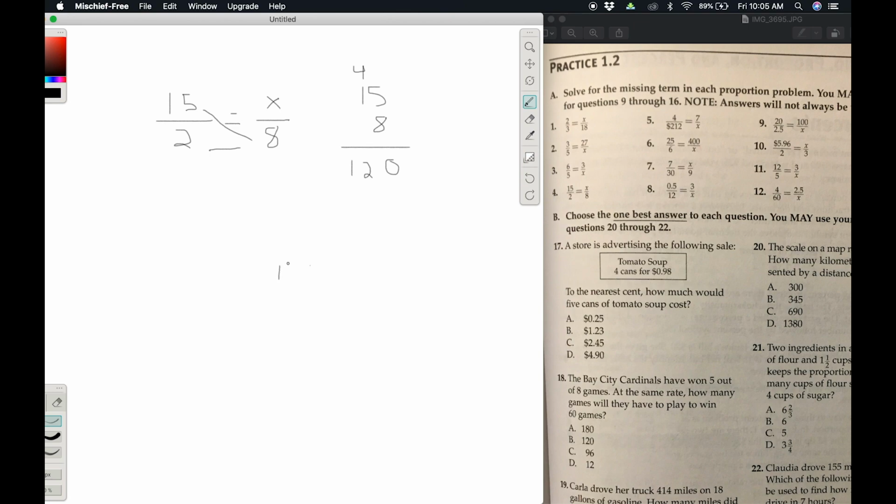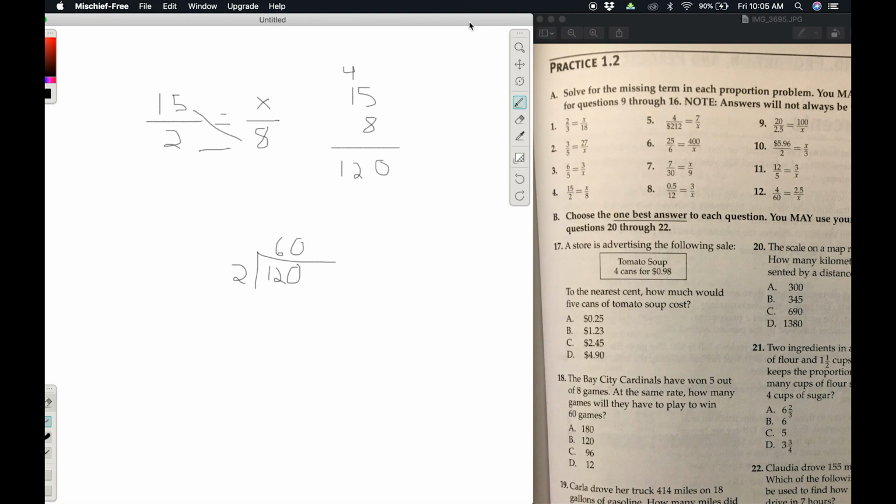Okay, so 120 divided by 2. We know half of 120 is 60, because 60 plus 60 is 120. So I'm just not going to do the long division. You can do it the proper way if you like, but that's how you do that. So that would be x equals 60. Hip hip hooray.